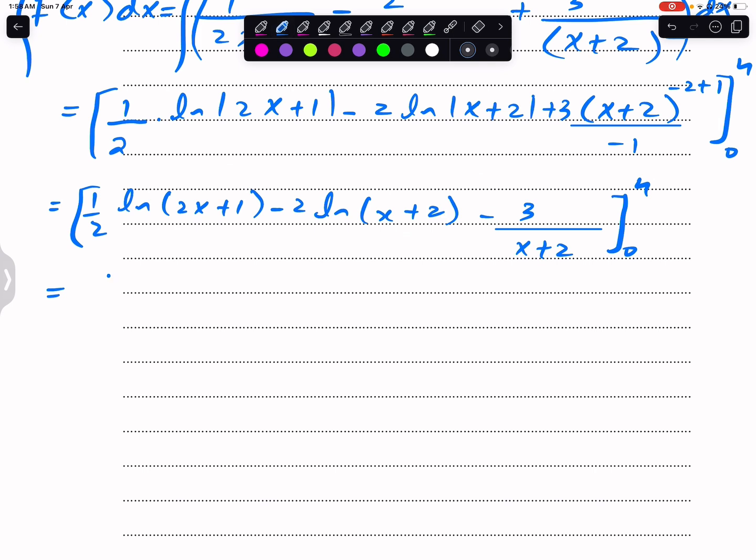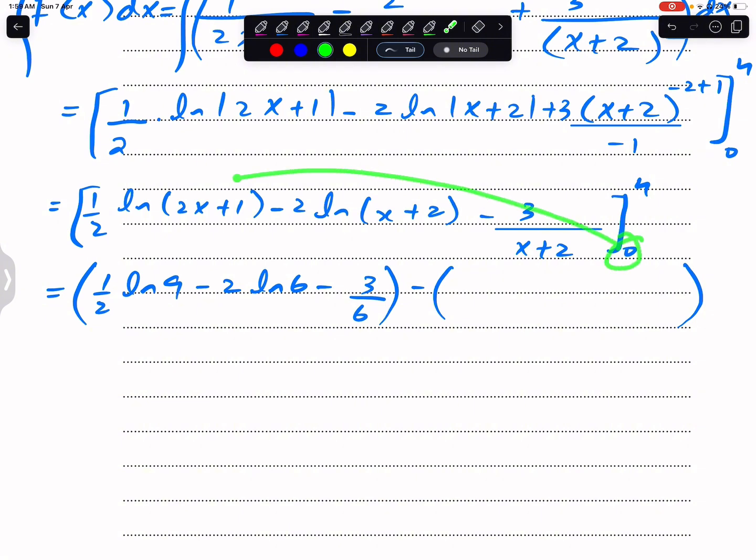So 1 over 2 ln of 9 minus 2 times ln of 6 minus 3 divided by 4 plus 2 is 6. This is upper limit minus lower limit. If you put 0 here, you will only get ln of 1, and this is a very famous value, ln of 1 is 0, so this is 0. So 0 here will give you ln 2. So please write that value, minus 2 times ln 2 minus 3 by 2 because x is 0.